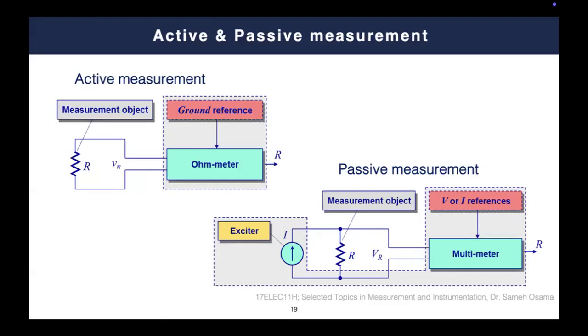If I'm measuring a resistance, of course, this is a very traditional example because nowadays we are measuring everything with the same device, which is a multimeter, but let's describe it in an old-fashioned way. If I'm measuring a resistance, then I have two options. The first option is to have a device, traditionally called an ohm meter, which is connected to the resistance. As you can see here, there is no external exciter.